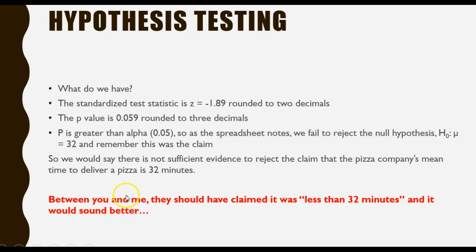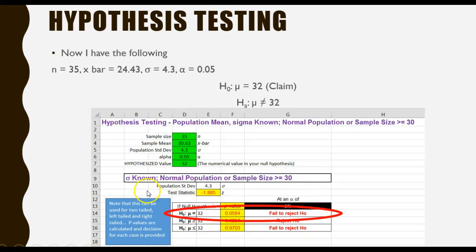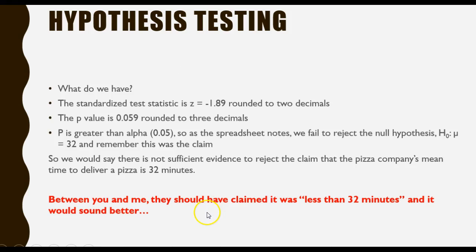Between you and me, they should have claimed that it was less than 32 minutes. Think about that. If they said our delivery time is less than 32 minutes, that would make that the alternative in that case, and then the null would be that it's greater than or equal to 32 minutes. Let's go back up. We would have rejected that and accepted that it was less than 32 minutes if they had said it that way. It just sounds better.